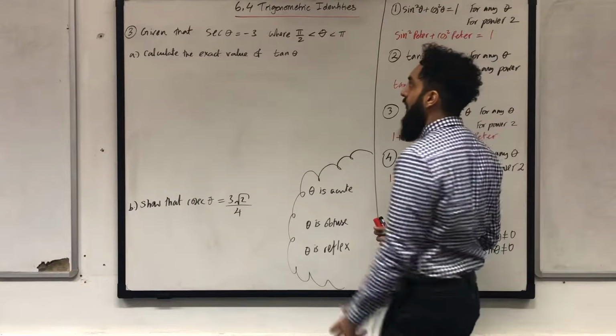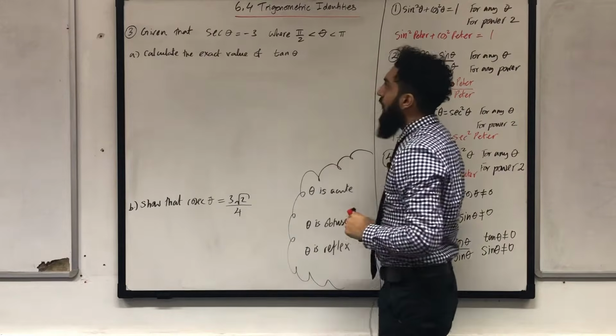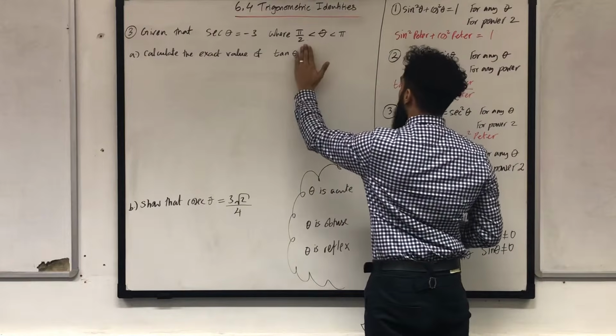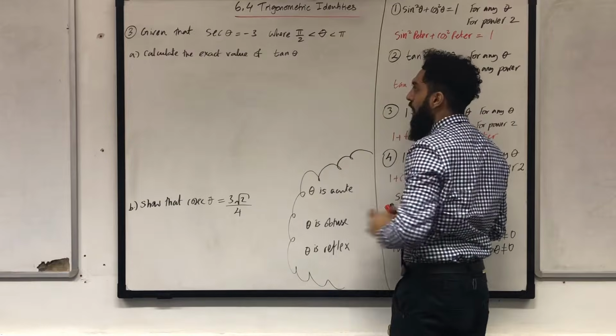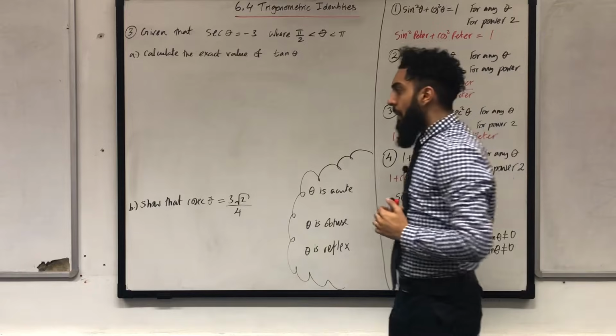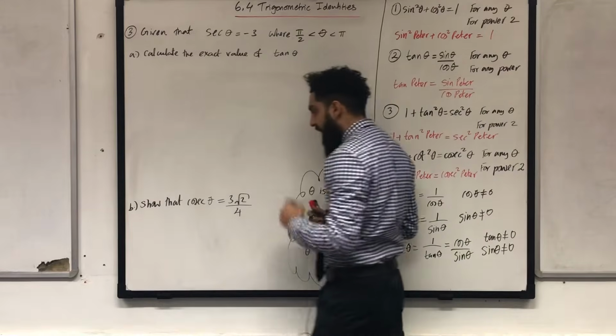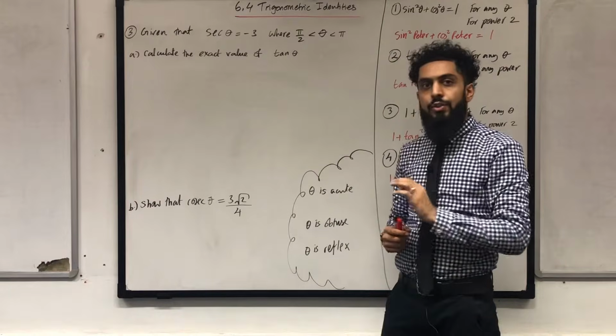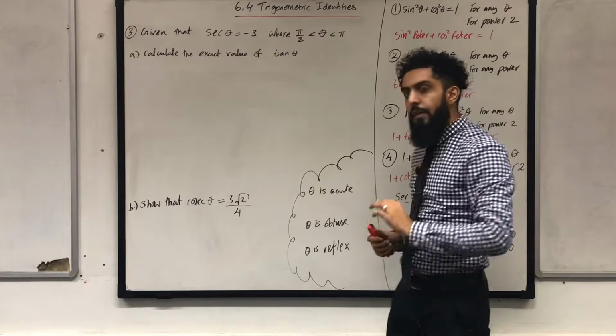Question 3 says, given that sec theta is equal to minus 3, where theta is more than pi over 2 but less than pi, part A, calculate the exact value of tan theta. Part B, show that cosec theta is equal to 3 square root 2 all over 4.